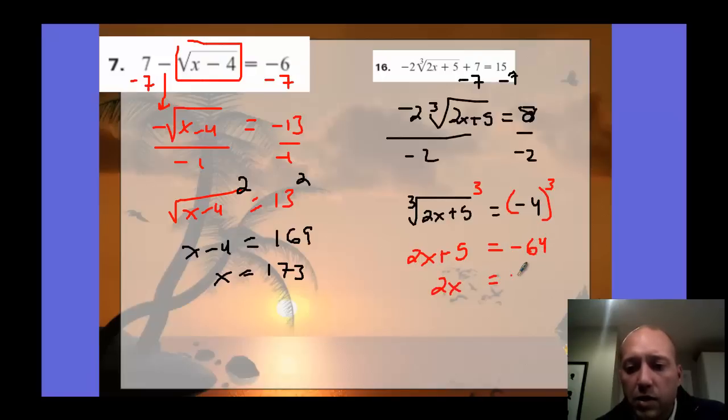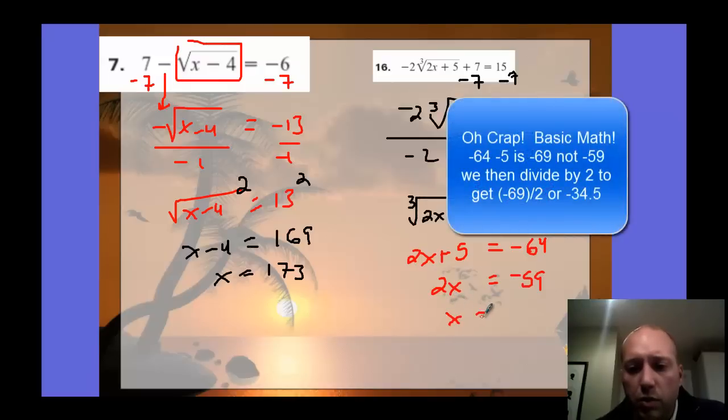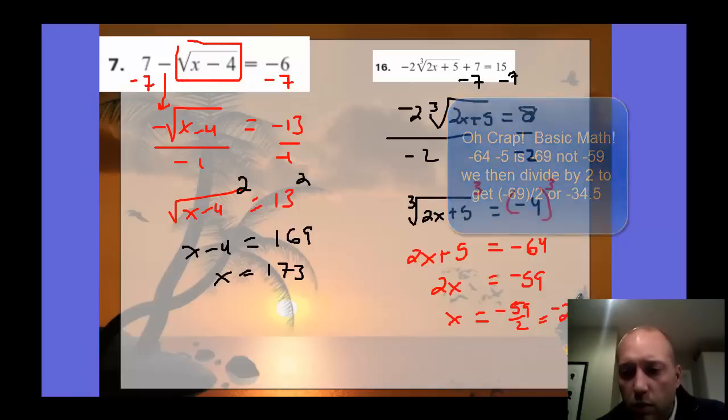Subtract 5 to both sides. So -59. And then divide by 2. So we have -59 halves, or -29.5.